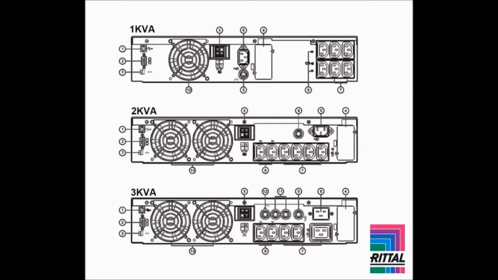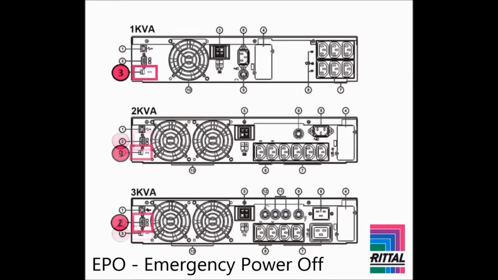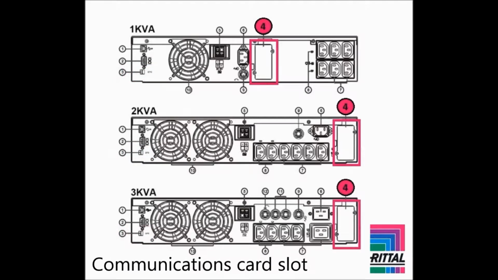The rear panel of the different PMC-12 models have some slight differences. You find a USB port for connecting the UPS to a PC. There is also an RS-232 port for serial communication. The emergency power off input allows dry contact signal inputs. An optional SNMP or relay card can be fitted in the communications card slot.